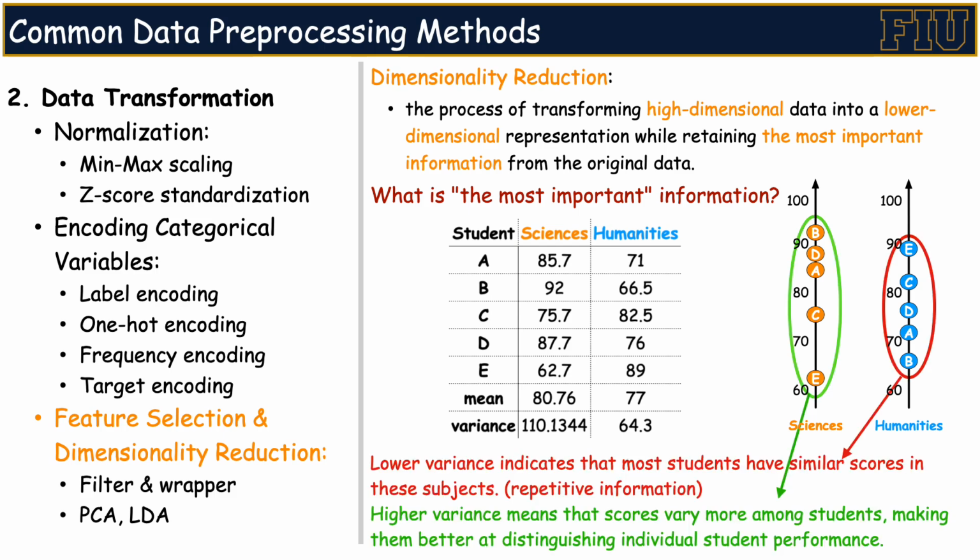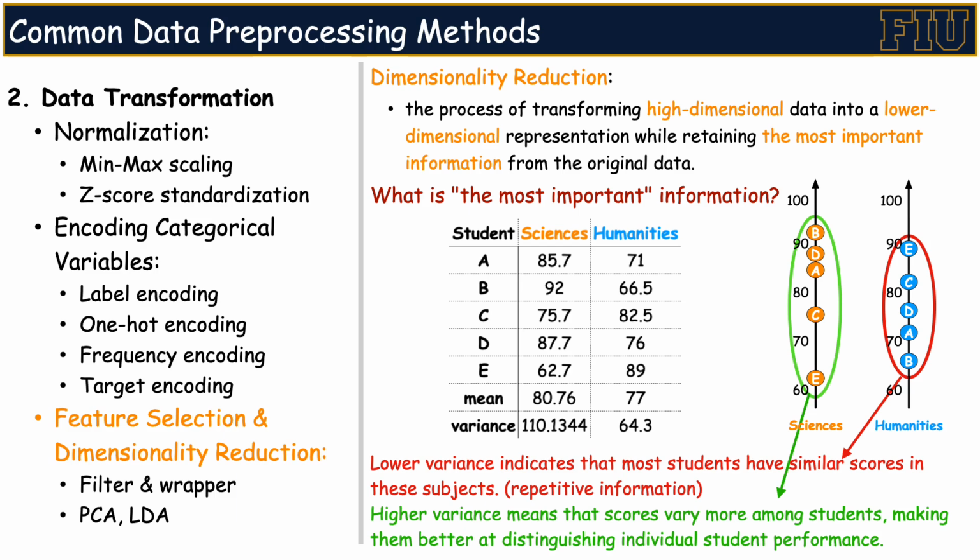If a feature has very low variance, it might not add much value to classification or regression tasks and could even be removed. For example, house street numbers in a dataset typically show very little variance and are unlikely to be useful when predicting house prices. Similarly, in the example on the slides, lower variance indicates that most students have similar scores in those subjects.